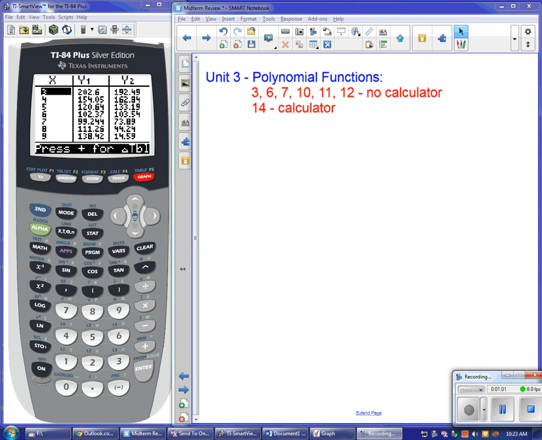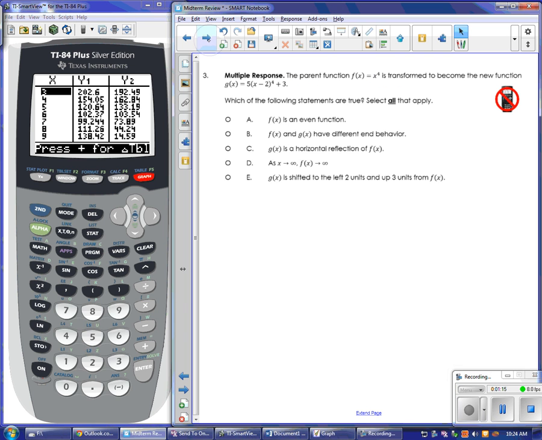All right, and again, the review guide itself is in the order of the exam, whereas this tutorial focuses on the order that we learned the content. So I'm going to start with polynomial functions, problem number 3, and we're going to skip around a little bit.